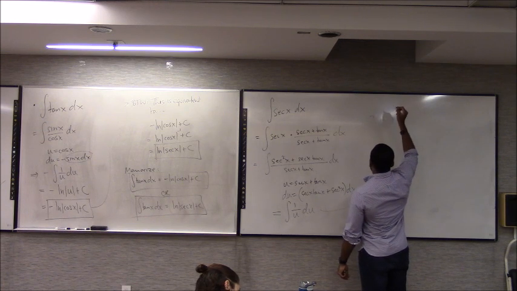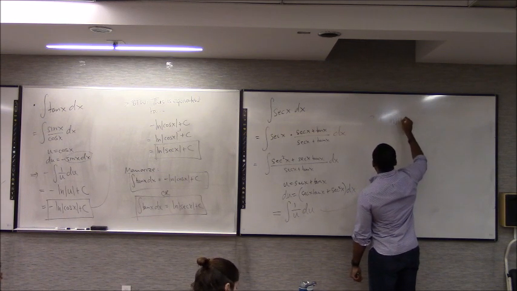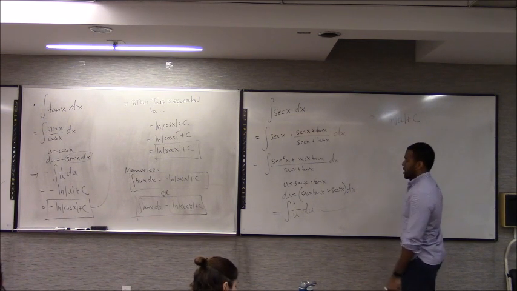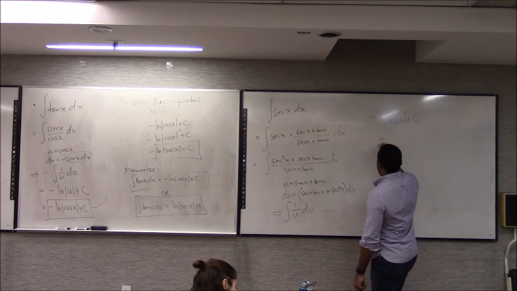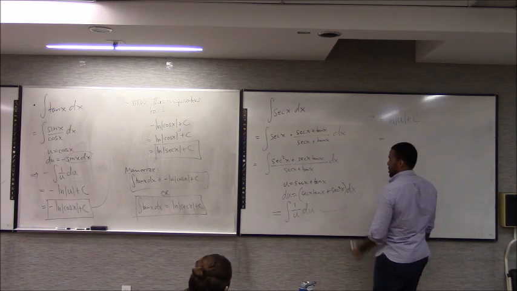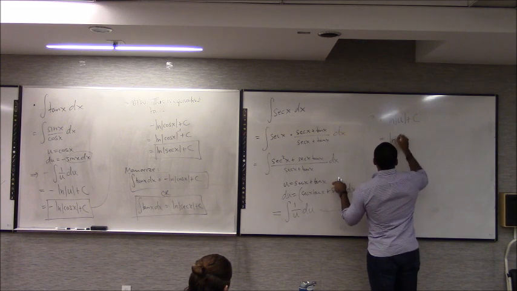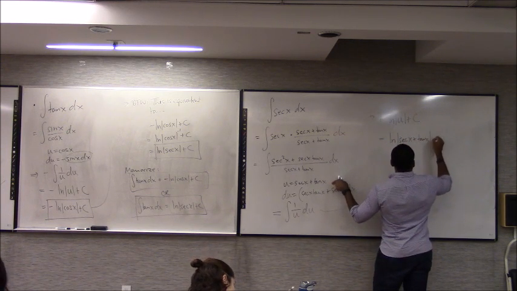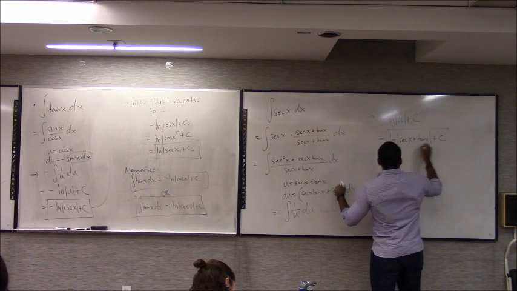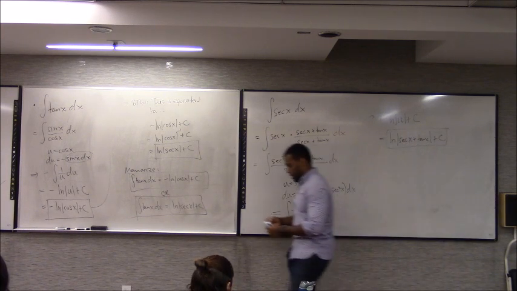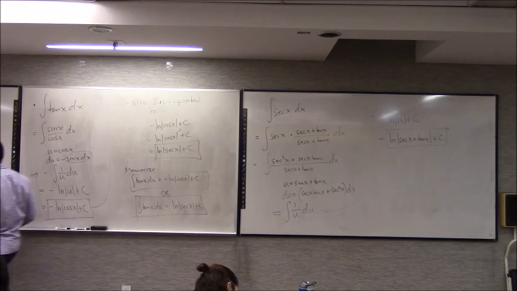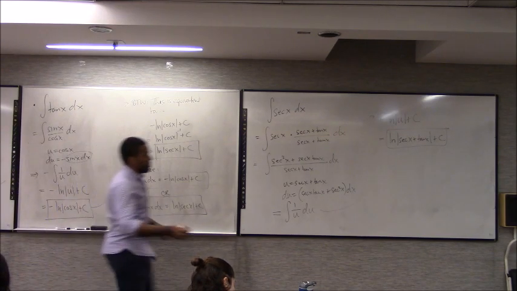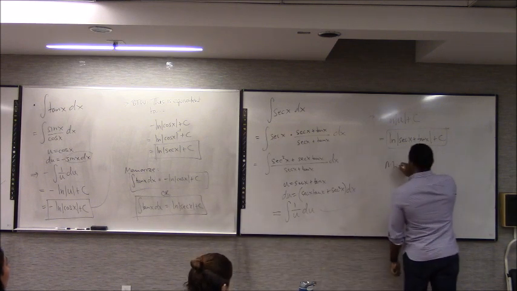Which of course is going to be equal to ln of the absolute value of u plus c. And our u was this, so it's ln of secant x plus tangent x plus c. That's the integral of secant. Something else worth memorizing.